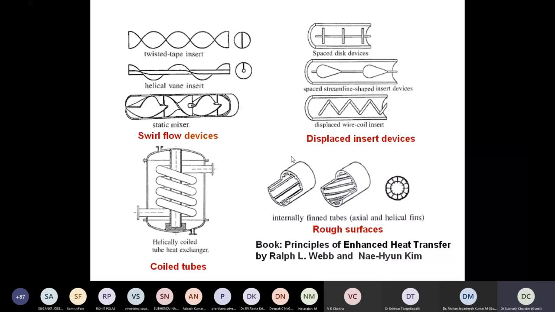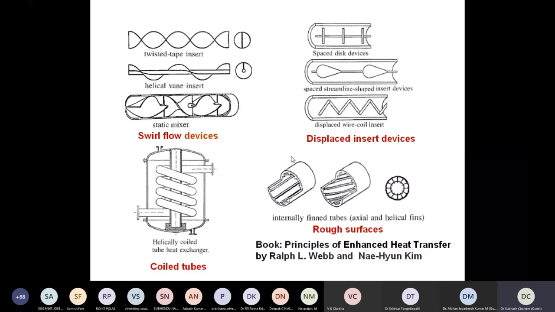So we can have helical vane inserts, we can have static mixers. On the right hand side, if you see, these are displaced devices which create turbulence in the flow. So we can have spaced disc devices, tape streamline shape insert devices. Likewise, wire coil springs are there.